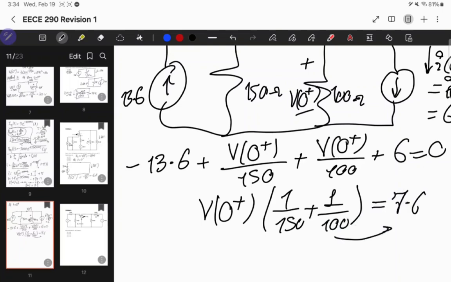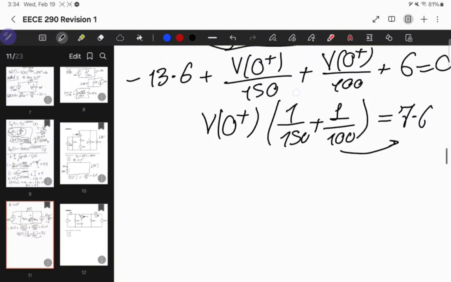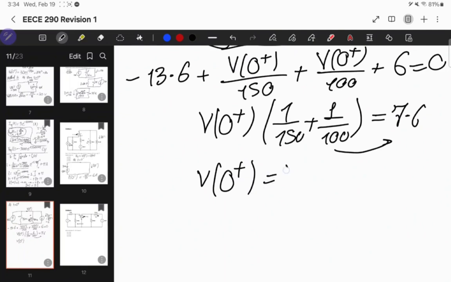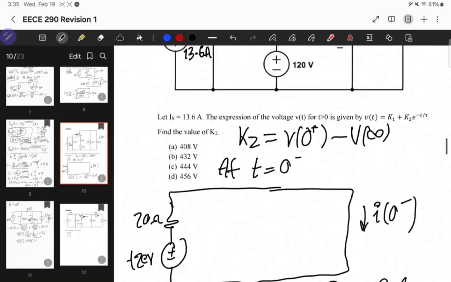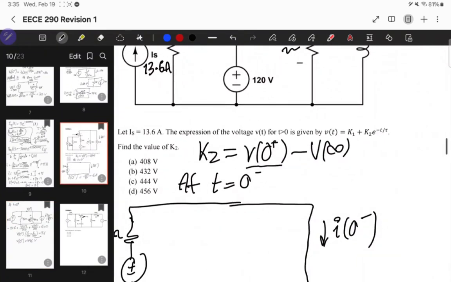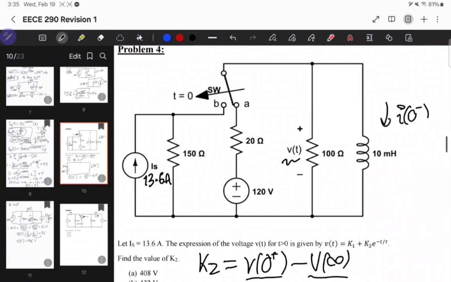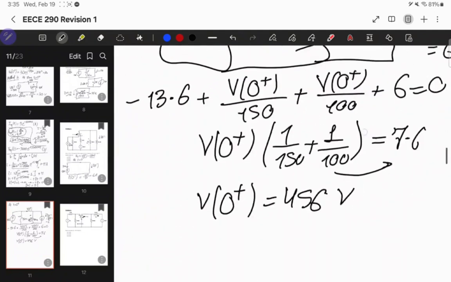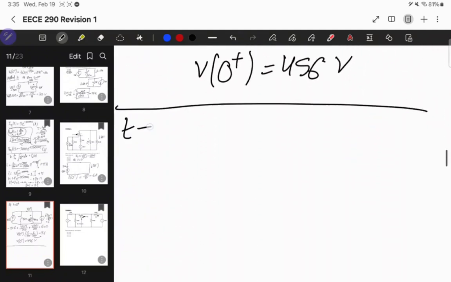Now carry this to the other side. We have 7.6 divided by 1 over 150 plus 1 over 100. So V0 plus will be 456 volts. Now this is V0 plus, I'm done with it. Now I need V at infinity. After switching, we have a steady state at infinity. Everything is DC, and the inductor can be replaced by a short circuit. So let's draw our circuit at infinity, as t approaches infinity.